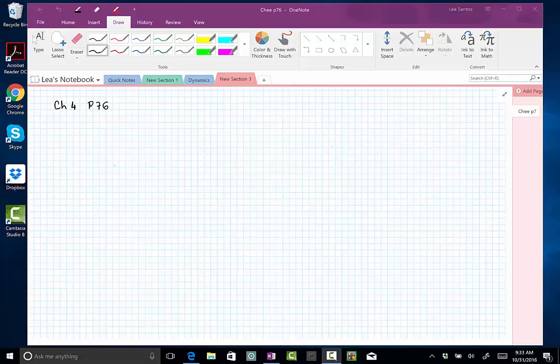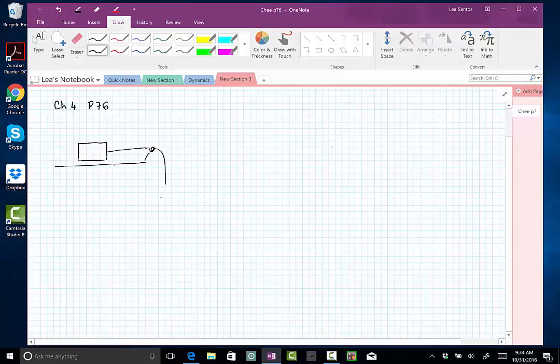So this is problem 76 from chapter 4, Giancoli 6th edition. What we have is a box on a surface, on a table, and this box is connected through a cord to a bucket that is hanging here. Okay, and we have the mass of this box.